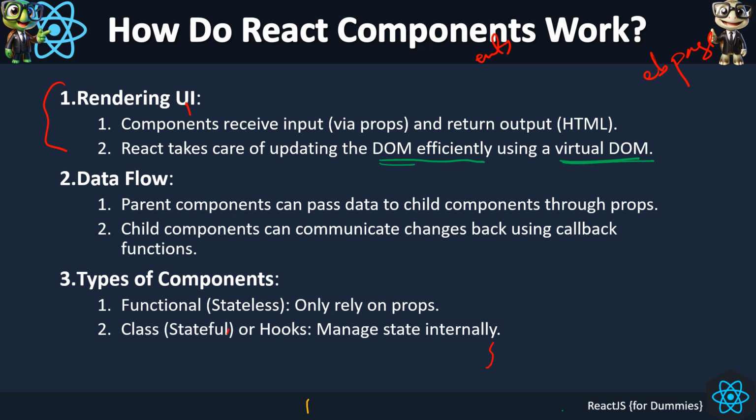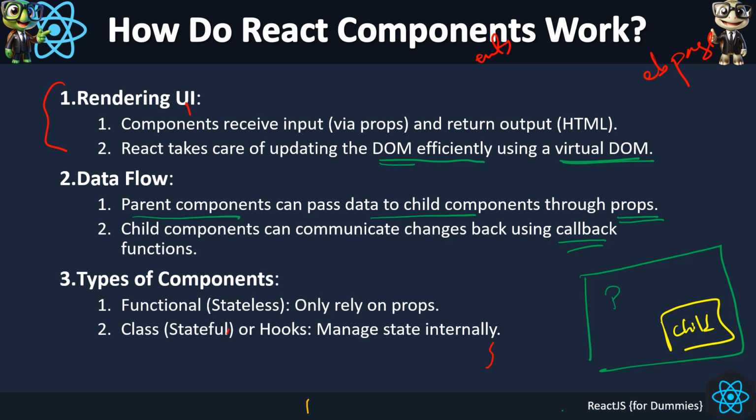Now data flow. The parent component can pass data to a child component through props, using the props mechanism. Child components can communicate changes back using a callback function as well. In other words, we have a parent, and inside the parent we have a child component. So this becomes my child and this becomes my parent. Now the parent can pass data to the child, and the child can also send data back to the parent using something called a callback function. So using this callback function, a child can pass data as well. I hope you understand this concept easily.